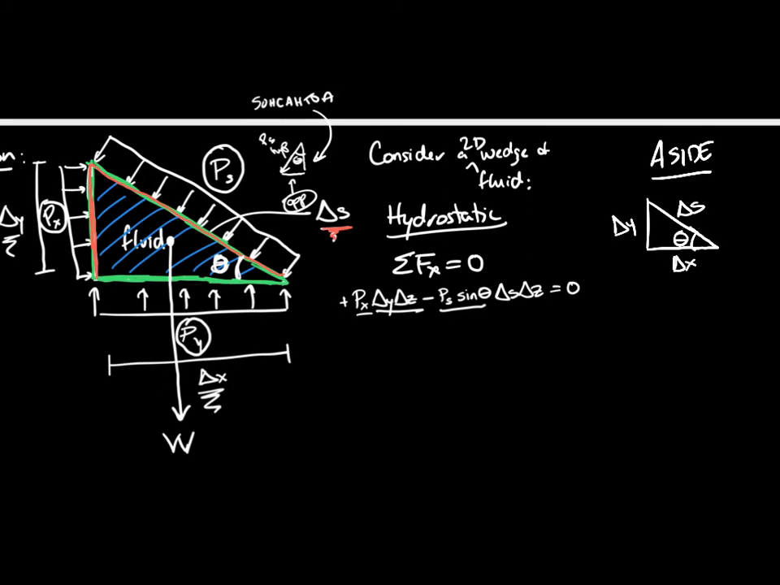Based on this, the sine of theta equals the opposite, delta y, over the hypotenuse, delta s. And just because I know I'm going to need it coming up, the cosine of theta equals delta x over delta s. S, not z. Okay, so that will come in handy.